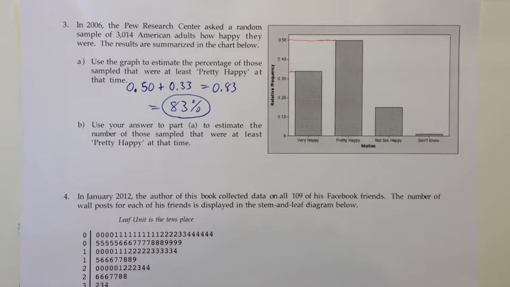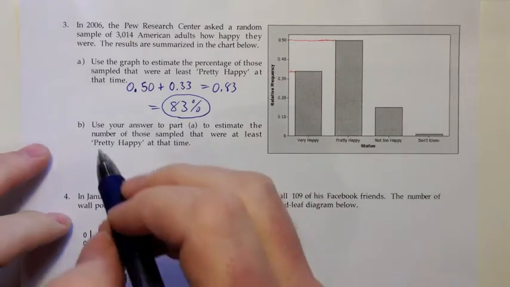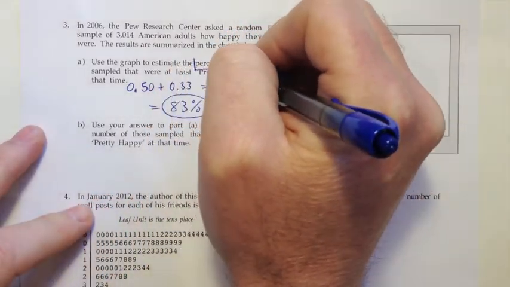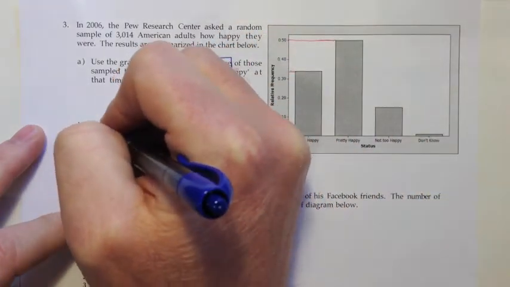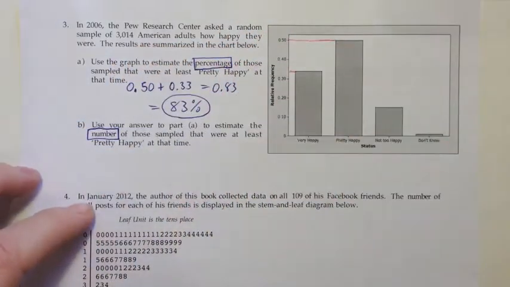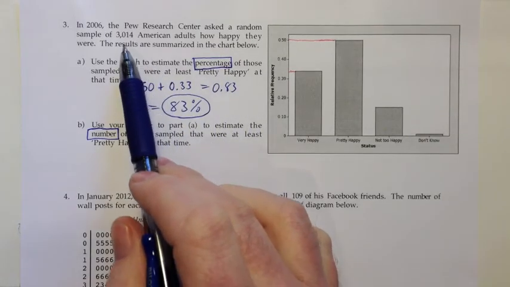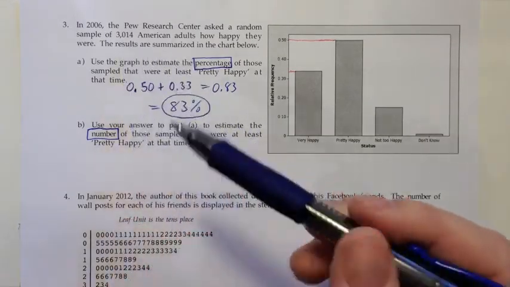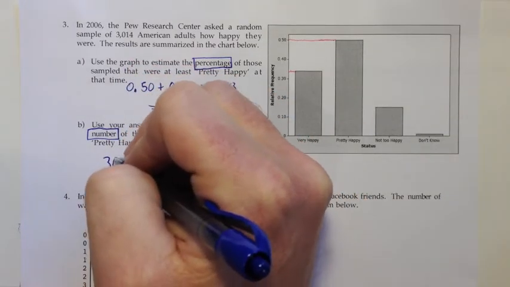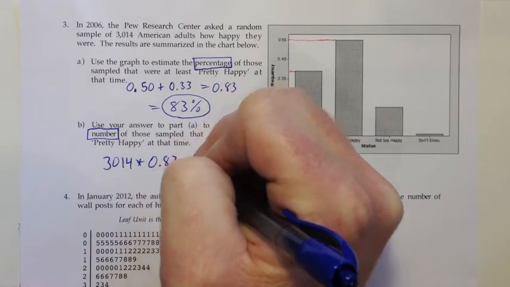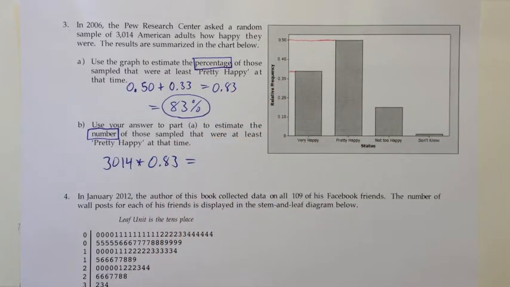And then use your answer to part A to estimate the number of those sampled that were at least pretty happy at that time. When you first read that, you might think it was the exact same question, but on the last one, they asked us to estimate the percentage, and now this time they're asking us to estimate the number. So we thought that the percentage was 83%, and then from those sampled there was 3,014 people. So I would say of those 3,014, we're estimating that 83% or 0.83 of them were at least pretty happy.